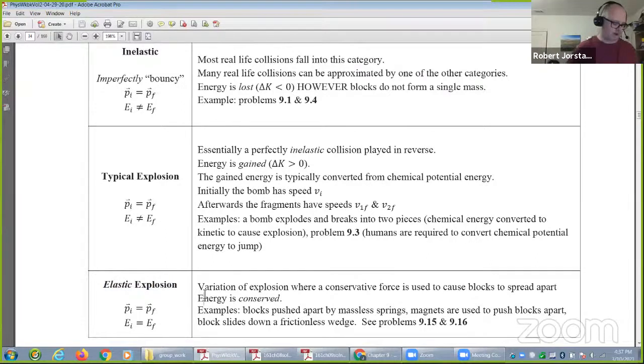Now, when you read books, you probably aren't going to see the term elastic explosion in your textbook, but I mentioned it just so that you could see that the two things with elastic in it conserve energy. So this is what we want to deal with.